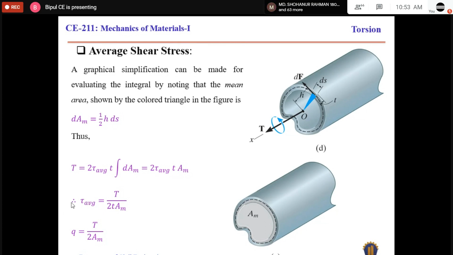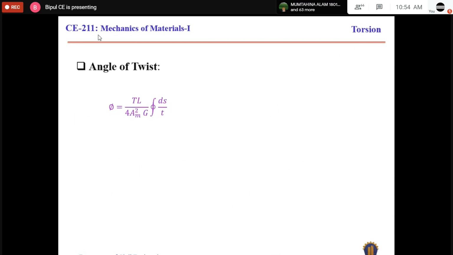So from here, the average shear stress is applied torque divided by 2 t Am. That is the average shear stress, and from this equation, the shear flow will be T over 2Am, because shear flow is tau average into t, so this t will be eliminated. And this is the angle of twist. How can we calculate the angle of twist using this equation? We will explain it in the next class.